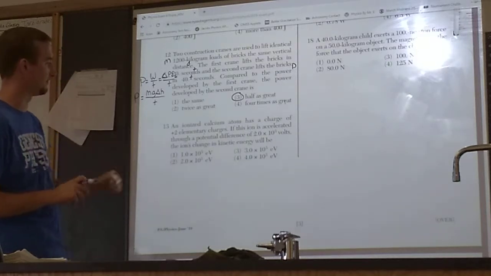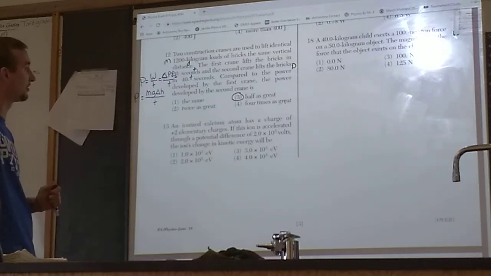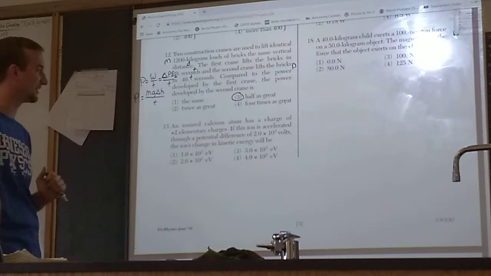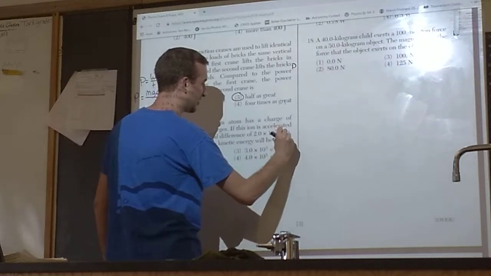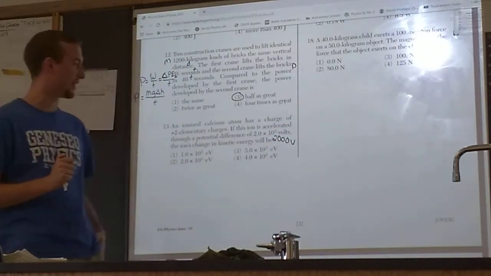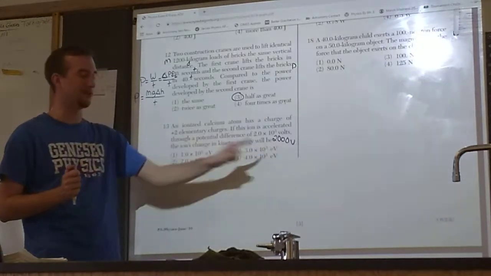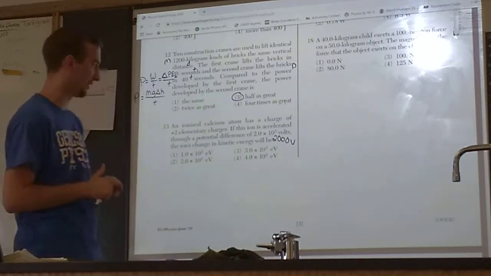Moving on to 13. An ionized calcium atom has a charge of plus 2 elementary charges. If this ion is accelerated through a potential difference of 2 times 10 to the third volts, in case you're nervous about scientific notation, that's 2,000 volts, the ion's change in kinetic energy will be what? And notice that we're in units of electron volts here. Electron volts make it so that it's actually very easy to do this question.